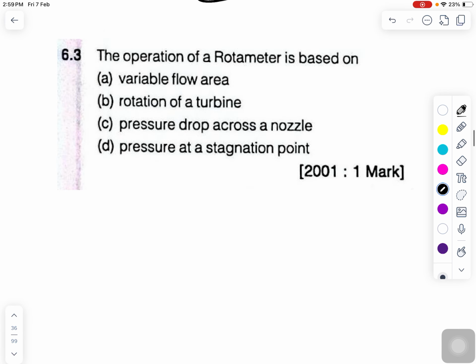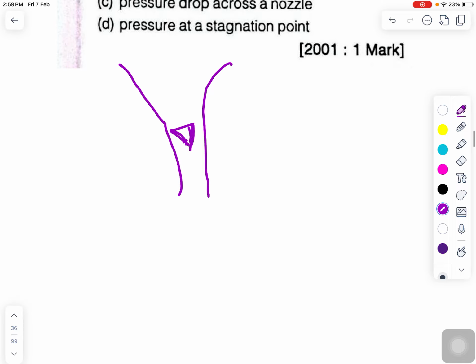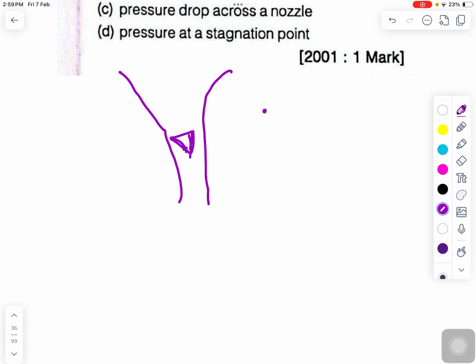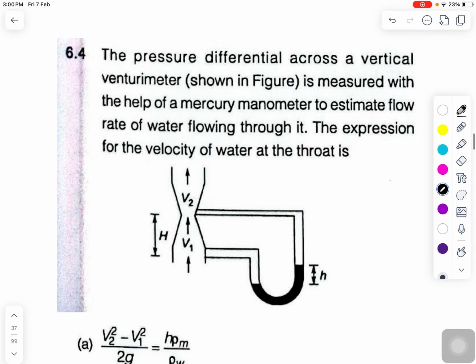Okay, after that I'll be moving to ask the next question. The next question says that the operation of a rotameter is based on, obviously, this is a variable area meter. The diagram of a rotameter looks like this, where there is a float, and due to this float there is a tapered cross section, and due to this region the area gets varied. If you make the free body diagram of the rotameter float, there will be mg, buoyancy force, and a drag force. So these three forces act in a rotameter in order to calculate the flow rate of fluid through the pipe.